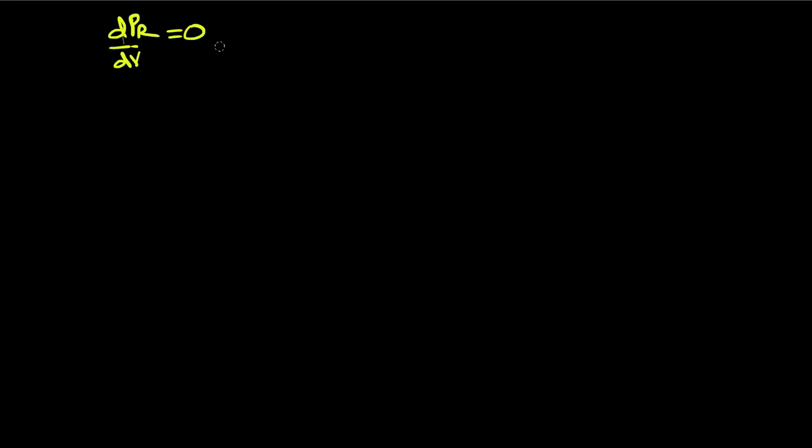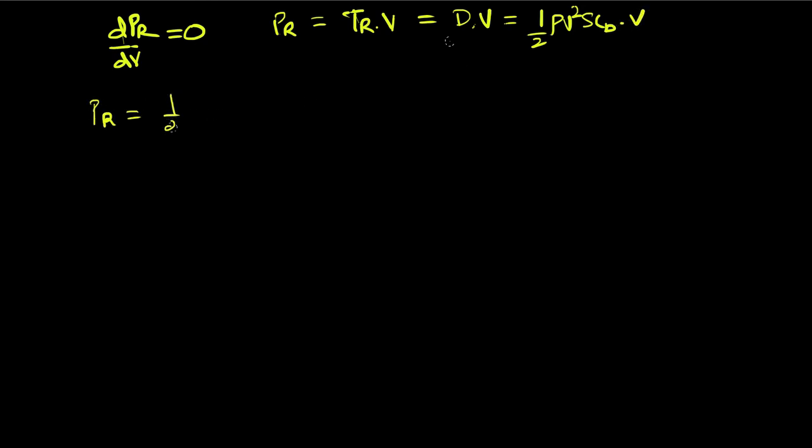Now we also know that from calculus, if we equate dPr by dV to be 0, we will get the conditions for minimum power required. Now power required may be written as thrust required into velocity. For a cruise flight thrust required is equal to drag, so this may be written as drag times velocity. Now we know that drag is equal to half rho V square S CD, so this may be written as half rho V square S CD times velocity. Hence power required is half rho V cube S CD. Now we also know that CD is equal to CD naught plus k CL square.